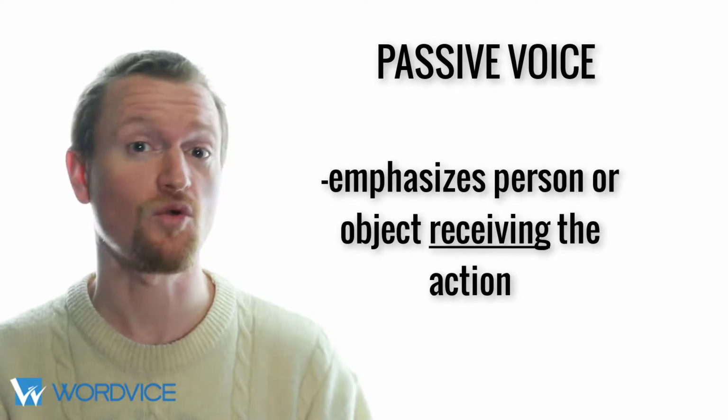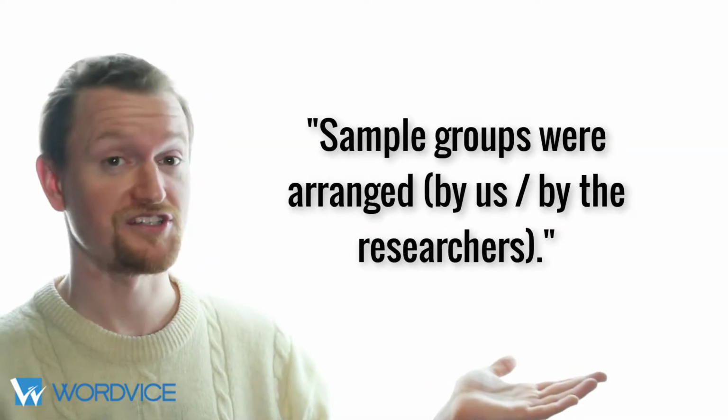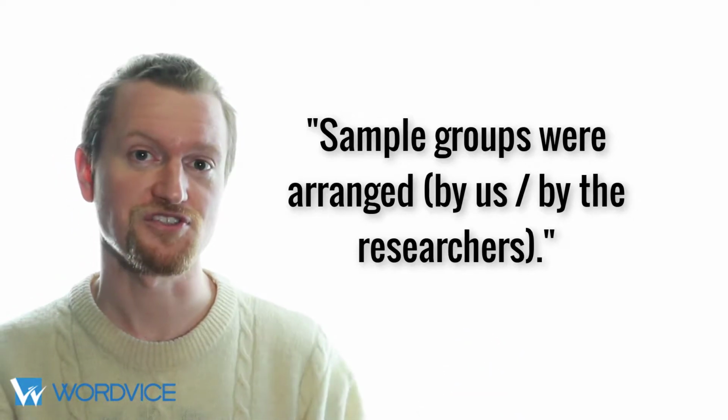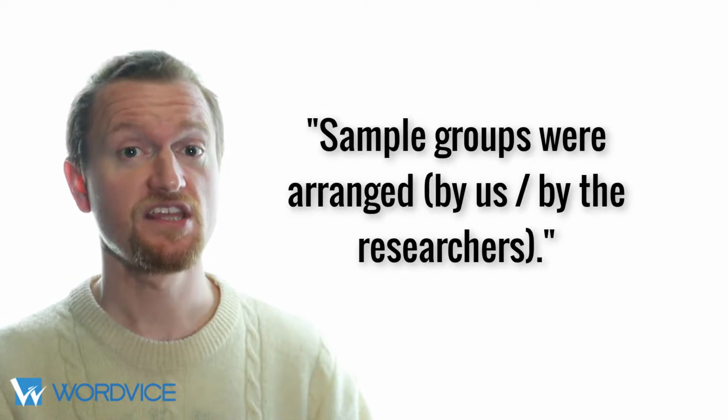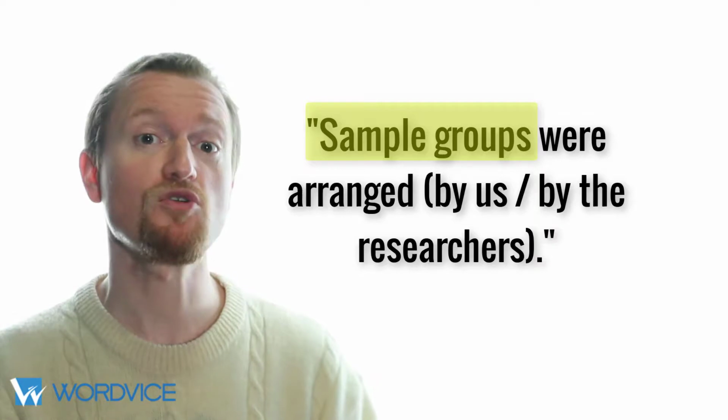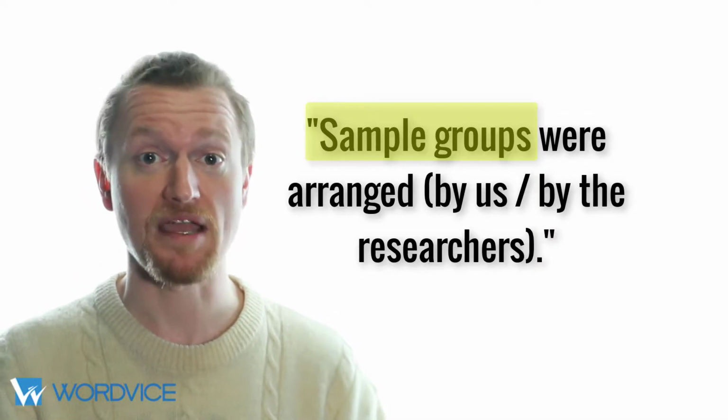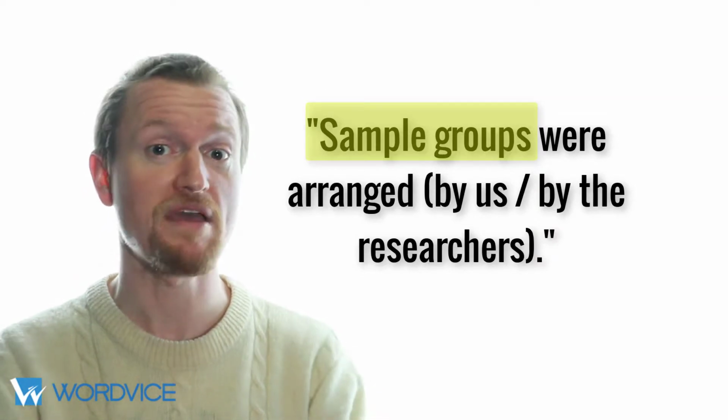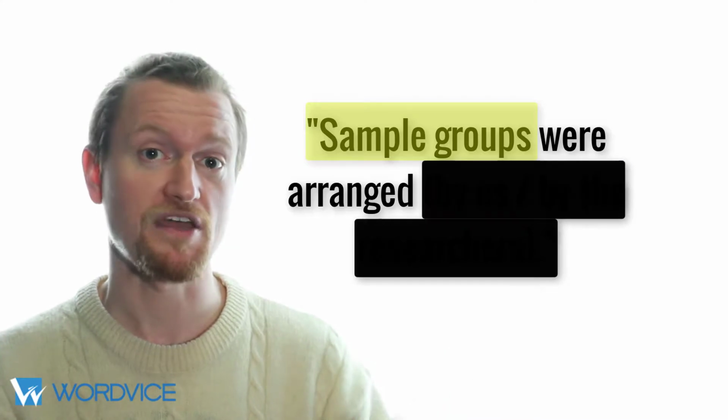The passive voice, on the other hand, emphasizes the person or object receiving the action. For example, sample groups were arranged by us or by the researchers. In this passive construction, sample groups stands out as the most important element. And indeed it might be, as we are actually able to omit entirely by us or by the researchers.